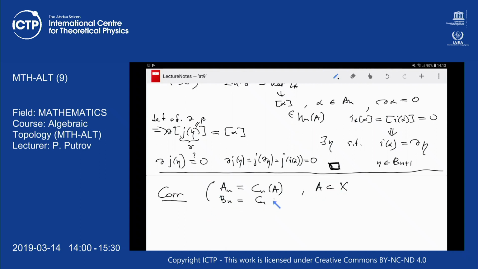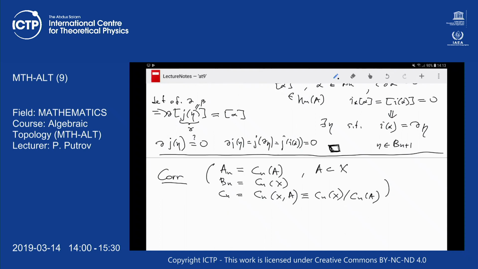Then we take B_n to be C_n of X, and C_n to be C_n of (X, A), which by definition is a quotient of C_n of X divided by C_n of A, because this is a subgroup of the abelian group C_n of X. We have a short exact sequence where the first map is given by inclusion and the second map j is given by quotient.